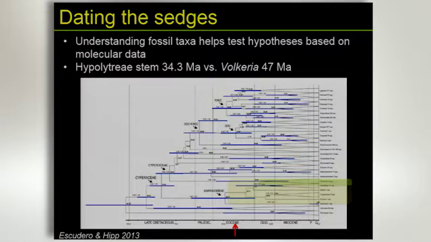And so this illustrates how fossil taxa can help test some of these hypotheses that people are coming up with based on molecular data. So for example, here's a time tree for Cyperaceae where the stem of Hypolytreae was dated to 34.3 million. Here we know this fossil is at 47, so that suggests something needs to be adjusted in the molecular data.